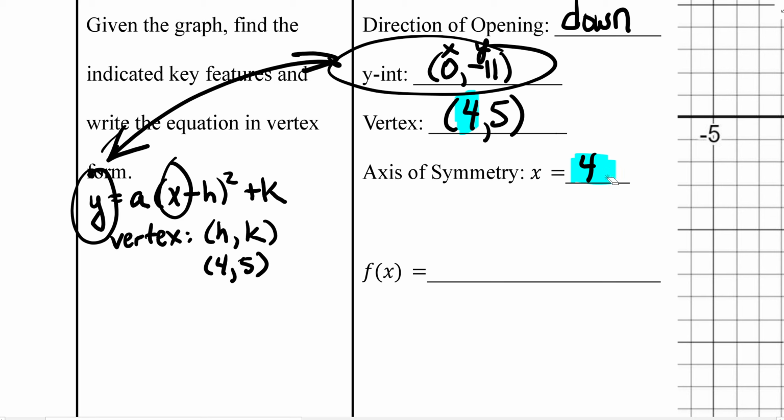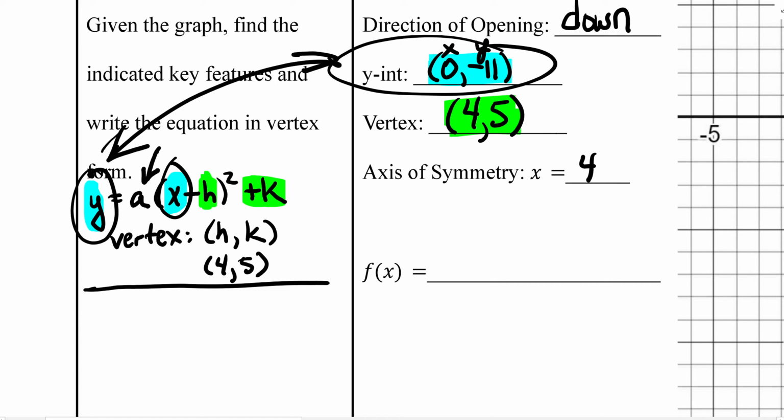Let's put a little color to this. Let's say that's my vertex, and that's my y-intercept. And so my vertex is going to go here and here, and the y-intercept is going to go here for x and here for y. And then the only thing that we won't know, that we can solve for, is that a.